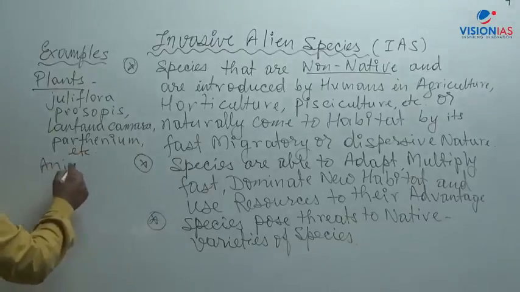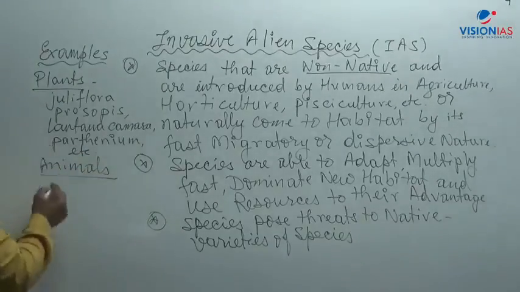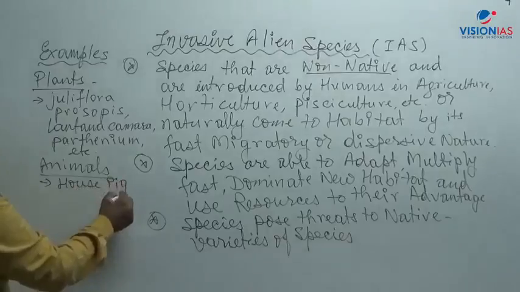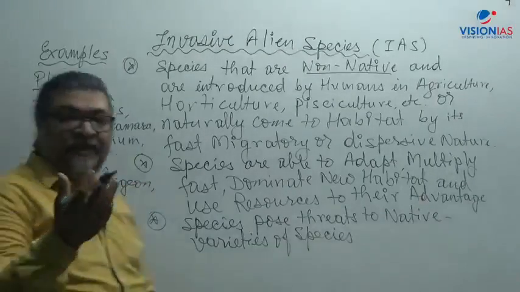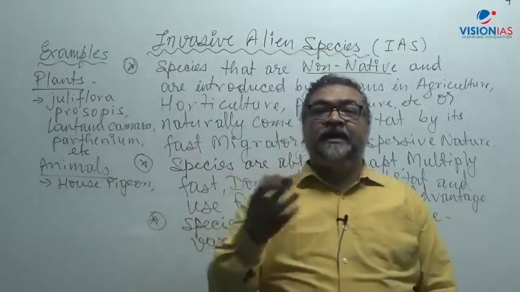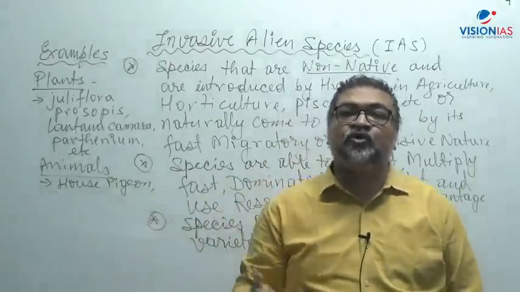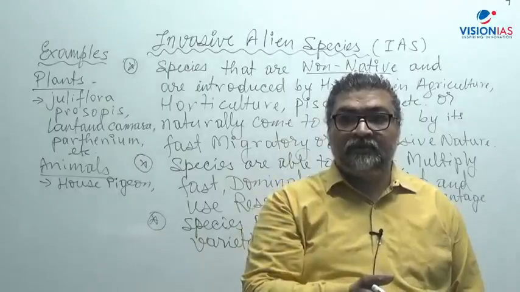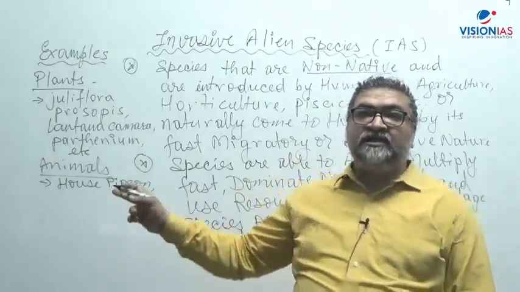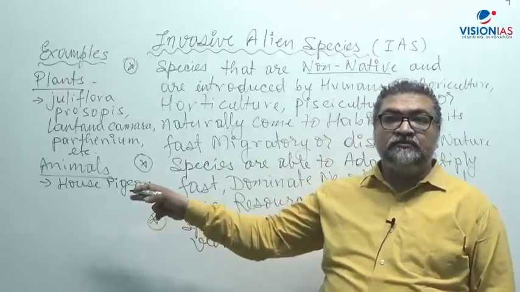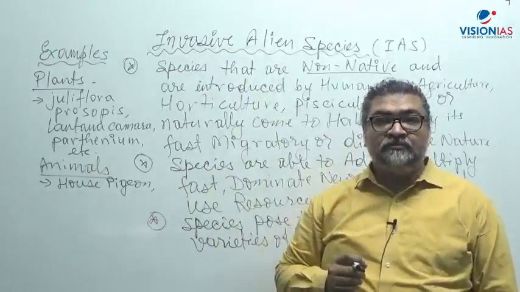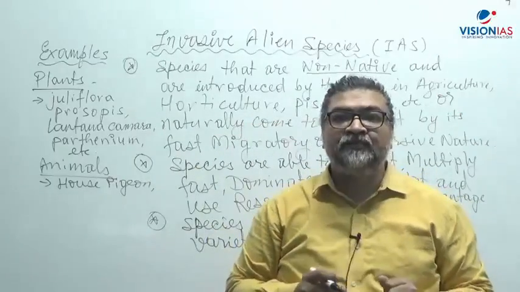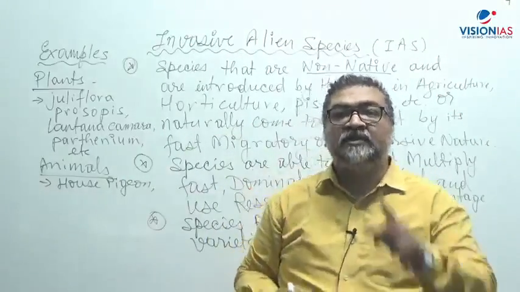And I'll give you examples of animals also. If you take the example of animals, house pigeon, a bird. If you take other types of birds like the Great Indian Bustard, flamingos, house sparrow, they are declining in numbers. Vultures are declining in numbers. But house pigeon, kabutar, their numbers are increasing. Once you start feeding pigeons, the entire group of pigeons comes, and they are able to survive in all habitats.